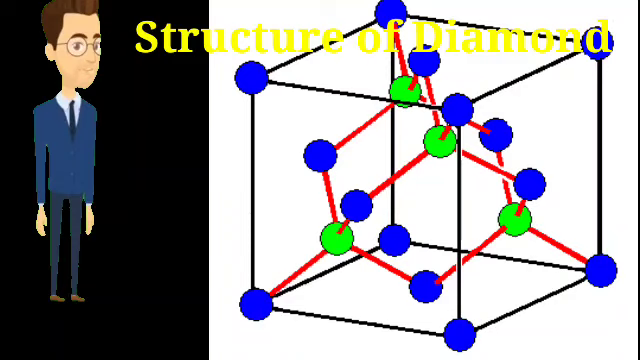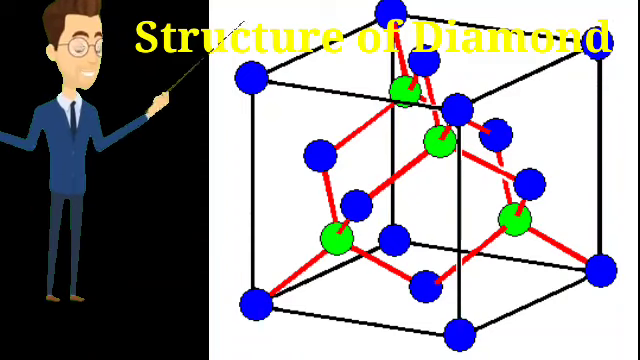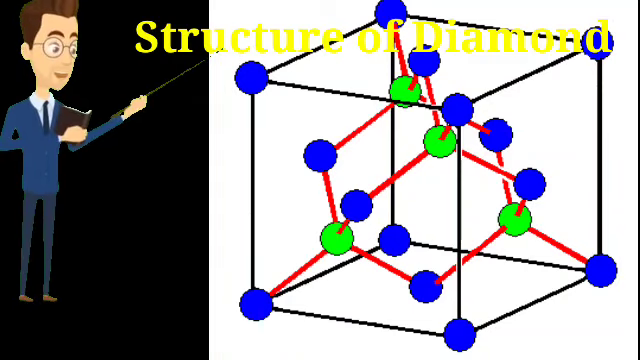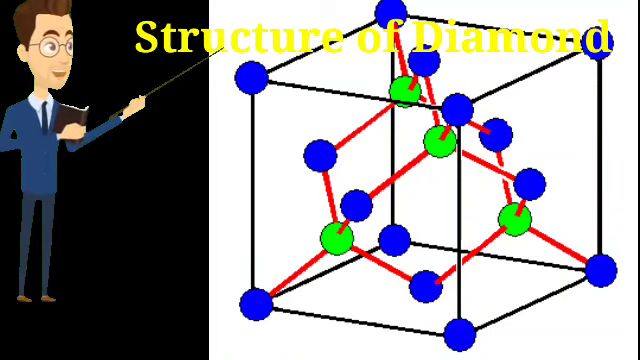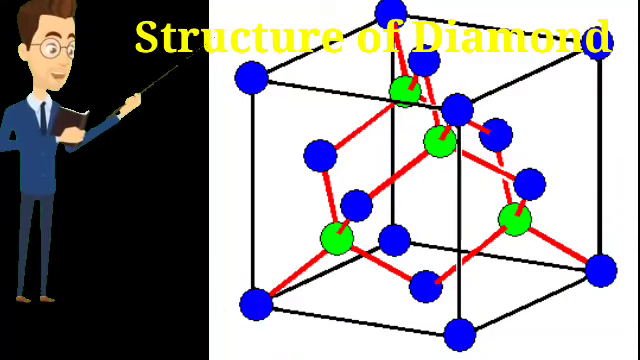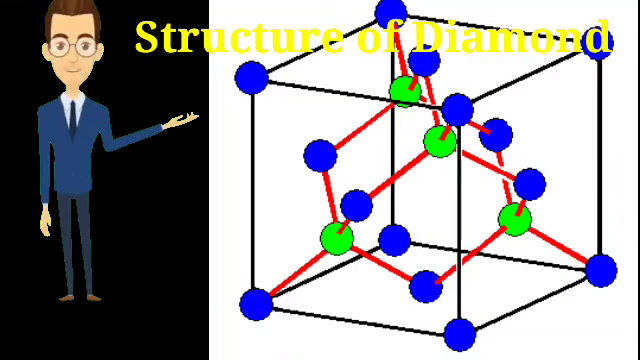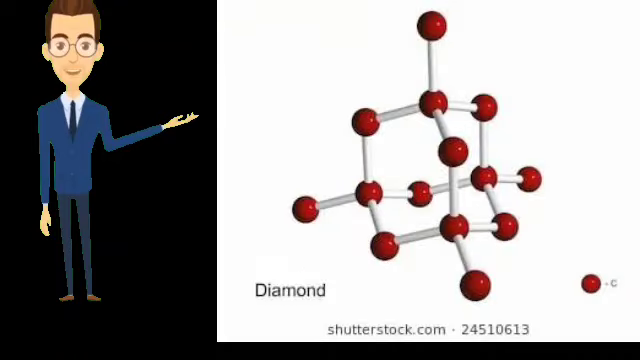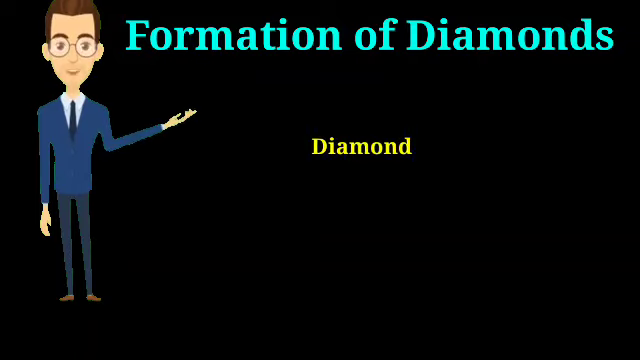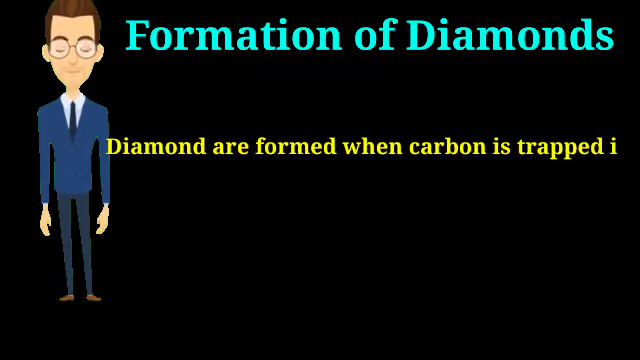You can see in the crystal structure of diamond, it is a cubic structure, and at every corner you can see that one carbon is attached to 4 other carbons. In the green part you can see that one carbon is attached to 4 other carbons. So my dear students, please note down in your copy that the structure of diamond is tetrahedral, and it is the natural hardest substance. Now we will talk about the formation of diamond.